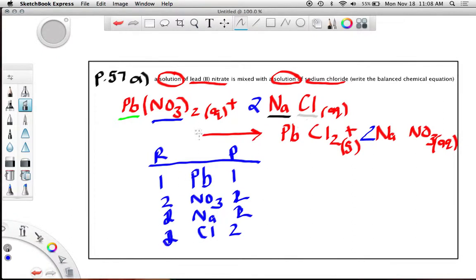We have balance. So our complete balanced chemical equation is 1 lead-2 nitrate reacts with 2 sodium chlorides to produce 1 lead-2 chloride and 2 sodium nitrates.